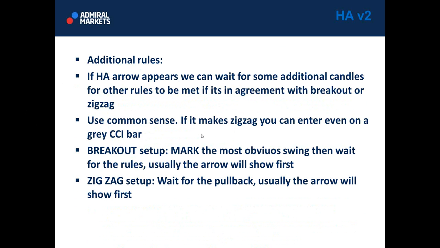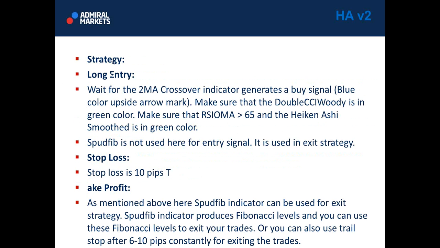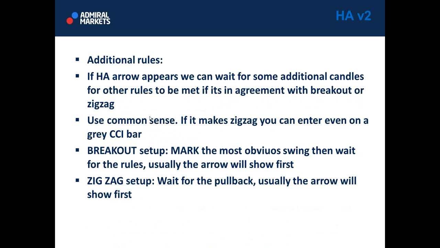Use common sense. If it may zigzag, you can enter even on a gray CCI bar. The CCI bar, obviously for long entries, needs to be green. For short entries, it needs to be red. But if your common sense tells you that the price is really good for buying, because this is a scalping system, you can neglect the rule for green CCI and enter on a gray CCI bar, because a gray CCI bar is neutral.